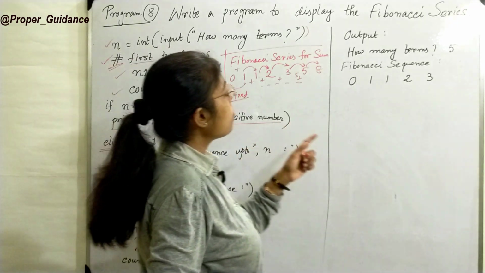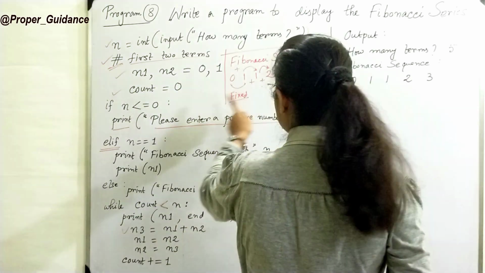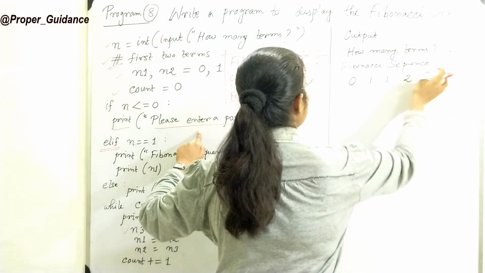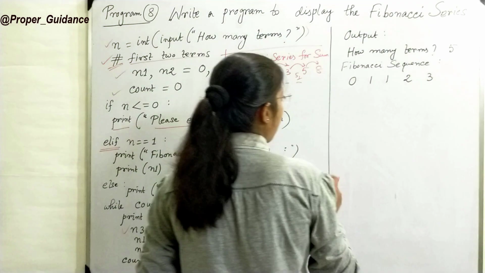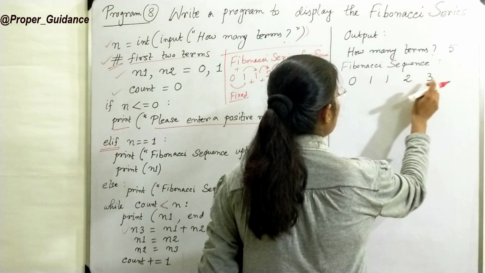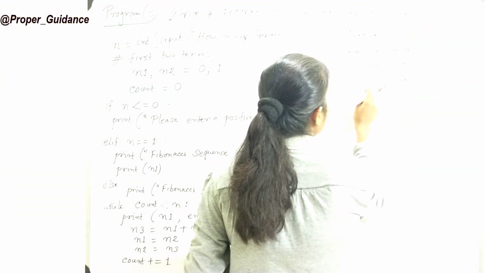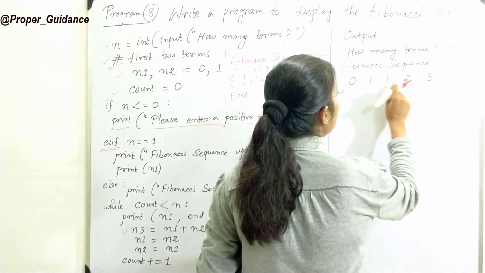So this is our output section. How many terms are we giving here? 5. Then in the Fibonacci sequence we will get 5 terms: 0, 1, 1, 2, 3. Why? Look, 0 plus 1, 1, 1 plus 1, 2, 1 plus 2, 3. 5 terms will be given here.